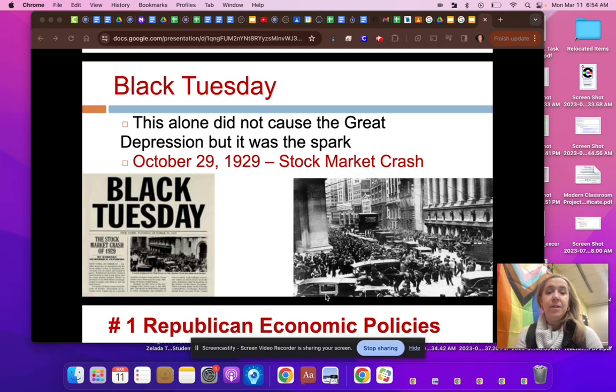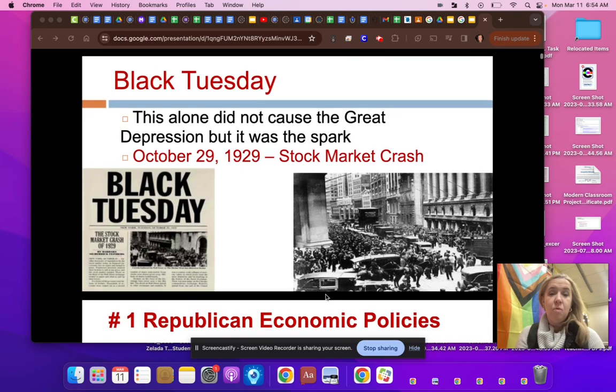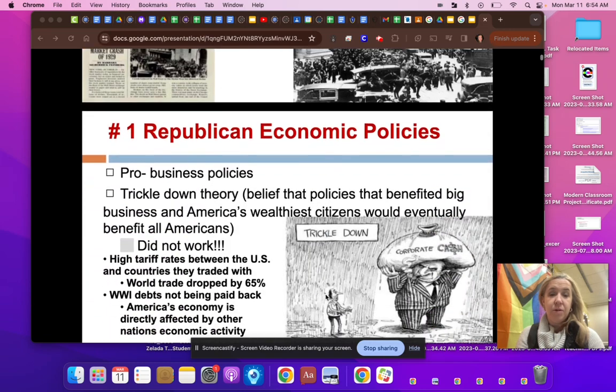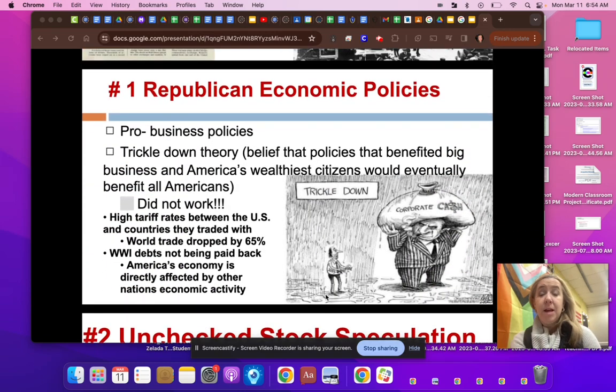So what led to this moment, and what led to this idea of Black Tuesday? First was the Republican economic policies of the 1920s. All of the presidents of the 1920s were Republicans. They were also extremely pro-business. They had this idea of a trickle-down theory, the belief that policies that benefited big business and Americans' wealthiest citizens would eventually benefit all Americans. But it did not work.